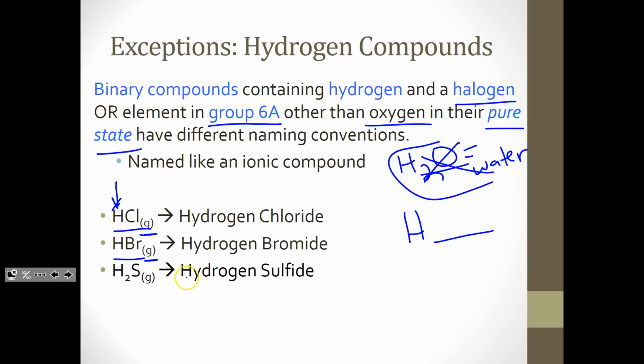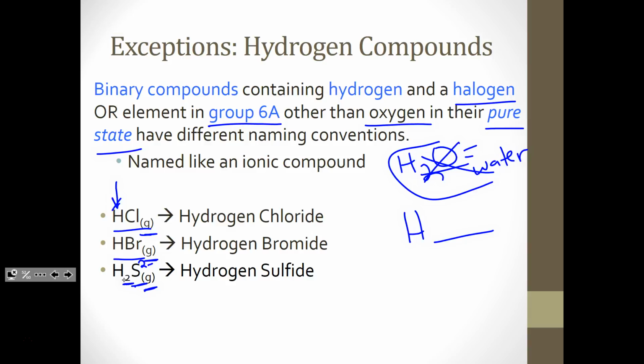Finally, H2S. Notice S is an element from group 6A. There's two hydrogens, but the reason for that is because sulfur has a negative 2. That's why there needs to be 2. But nevertheless, H2S is in the gas form, so that's its pure state. And so we wouldn't name this dihydrogen monosulfide or anything weird like that. We would literally just name it hydrogen sulfide.